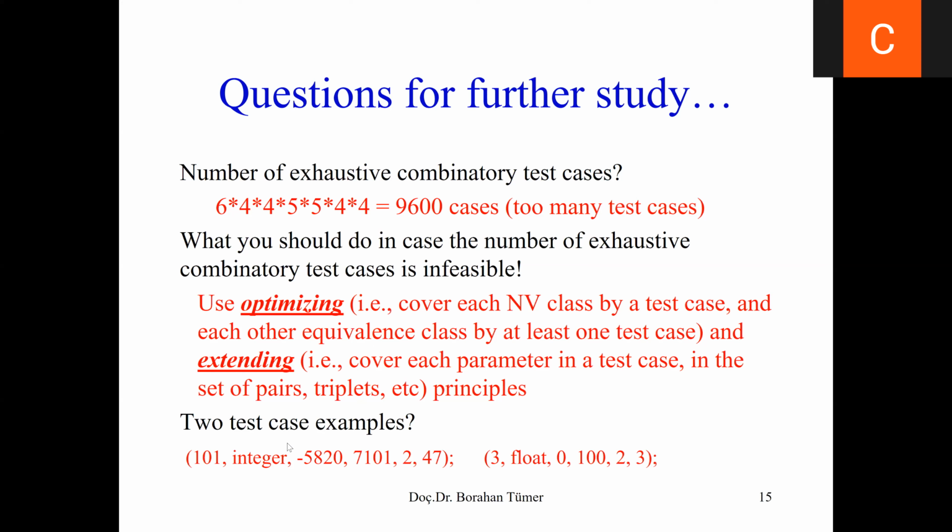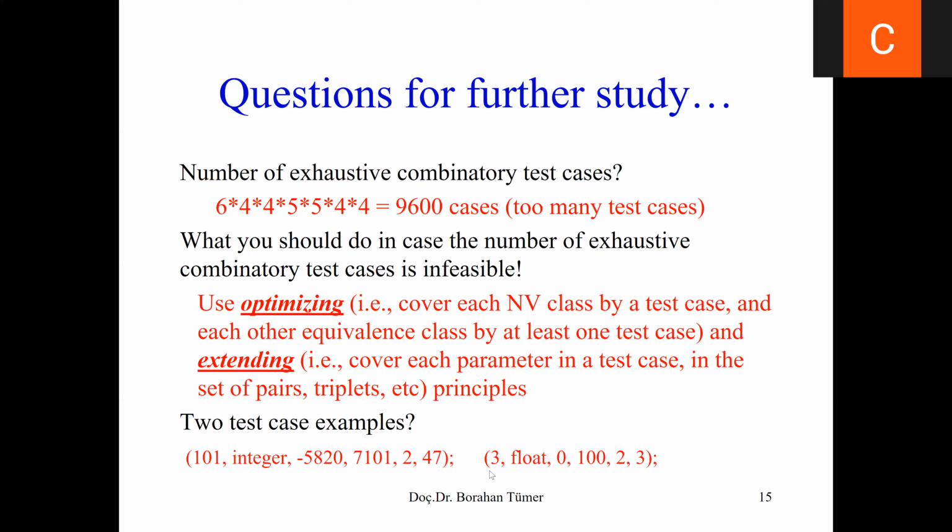Well, these are the two test case examples: 101 integer for array size 101, integer for the type, minus 5820 for the minimum element value, 7101 for the maximum element value, 2 for the position of the minimum element value, and 47 for the position of the maximum element value.